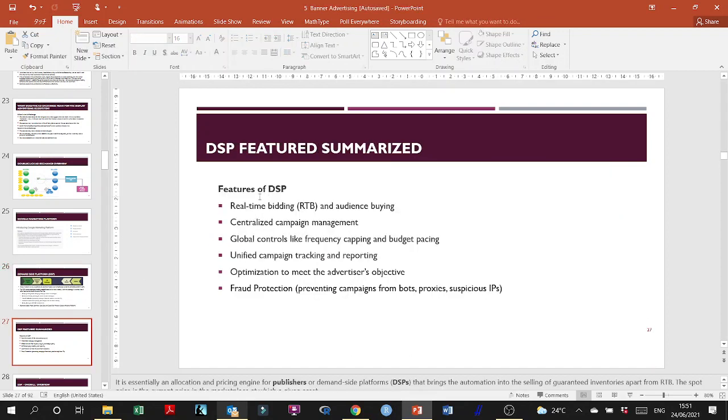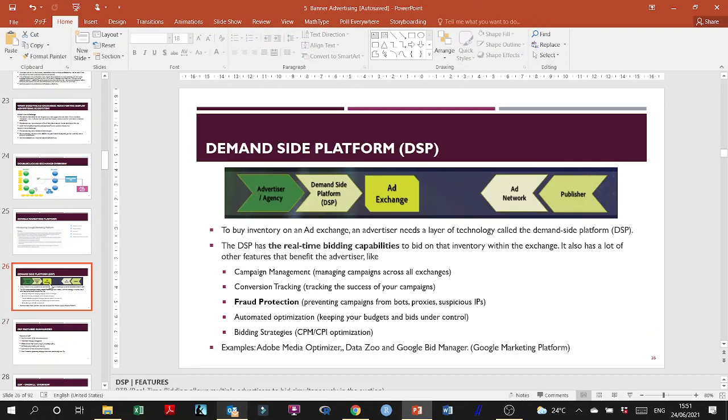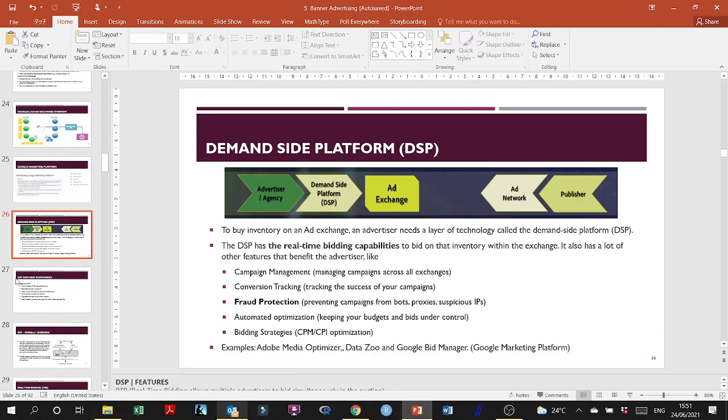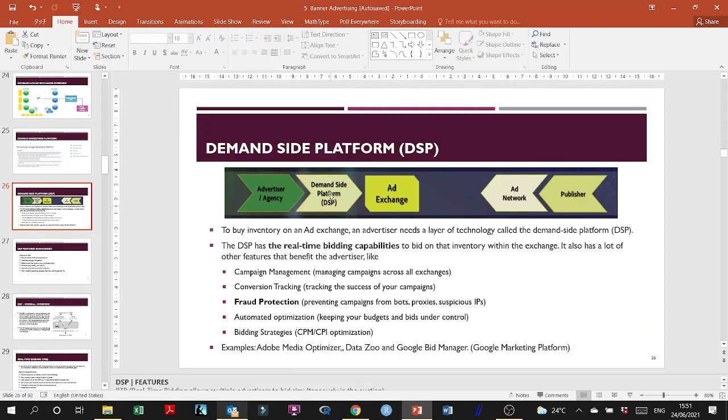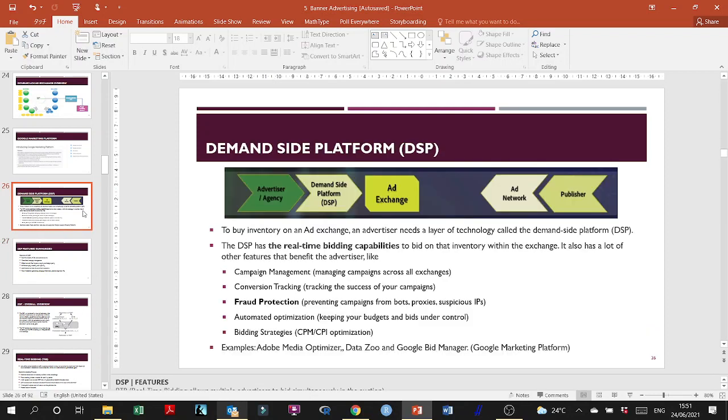Now let's talk about some features of the demand side platform. We have the real-time bidding. So if I ask you a question in the quiz, where does the real-time bidding happen, on the demand side platform or on the supply side platform? Definitely it's on the demand side platform, all right? So the real-time bidding happens on the demand side platform, but actually it doesn't happen only there.